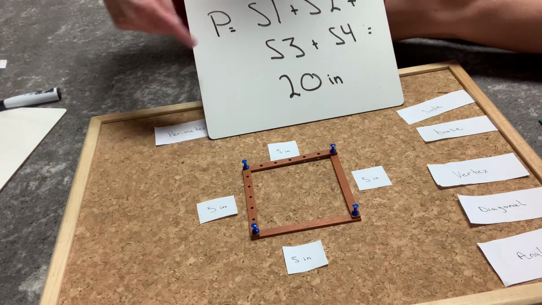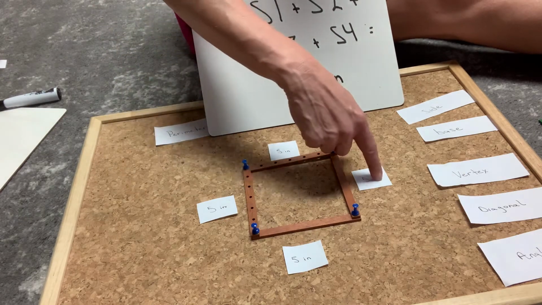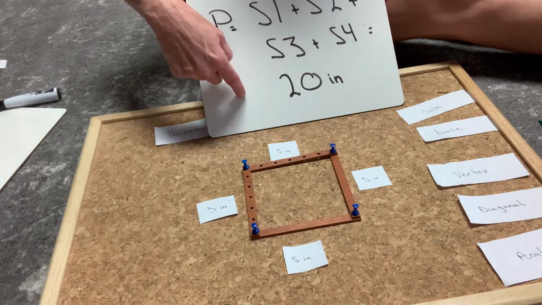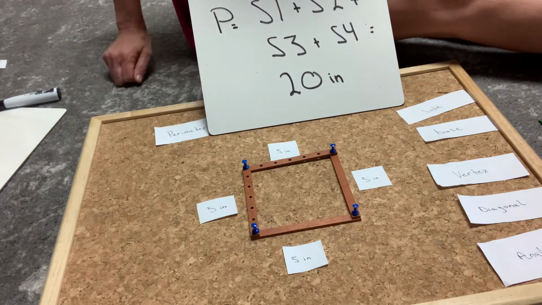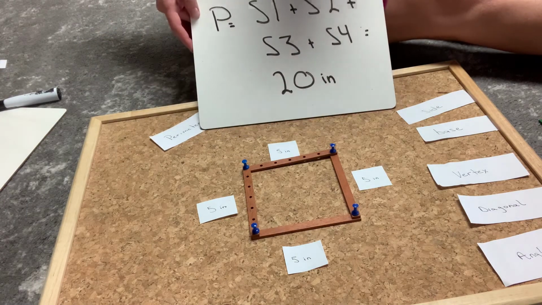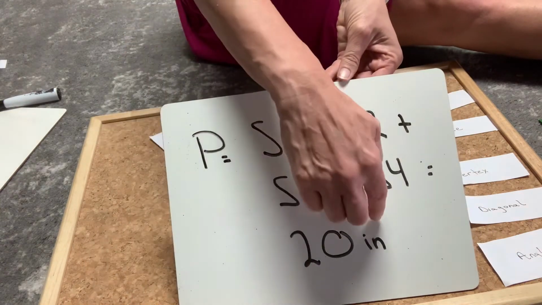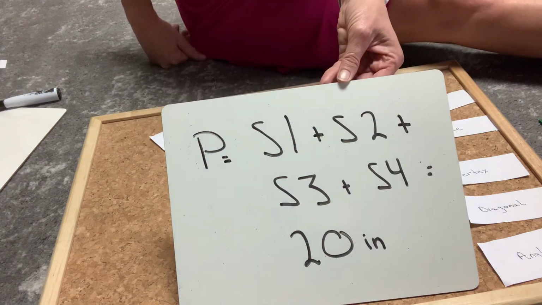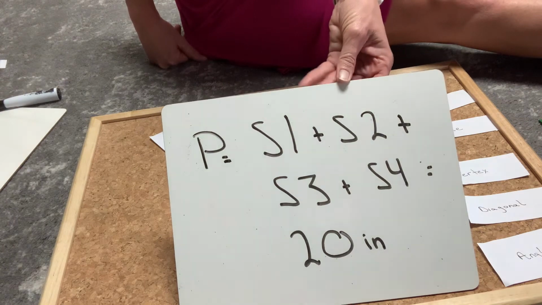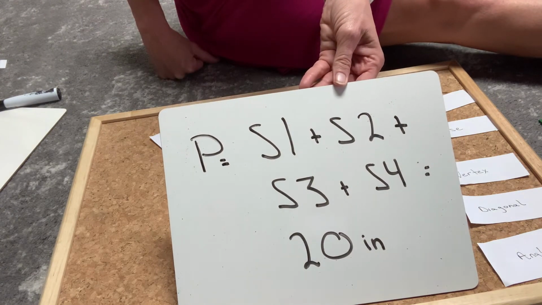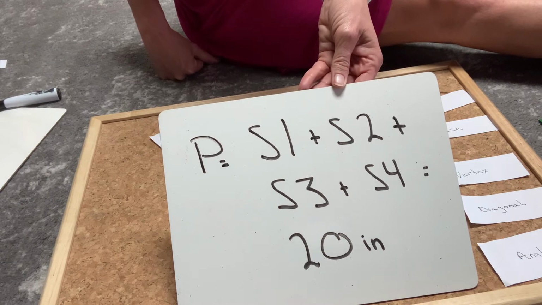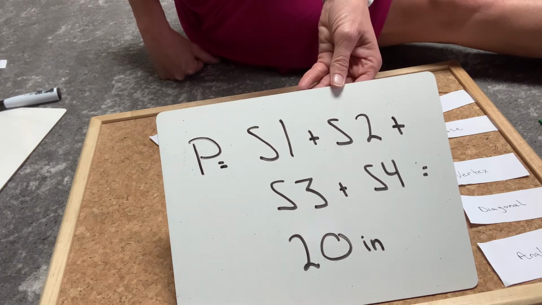Each of these would be 5 plus 5 plus 5 plus 5, and in this case I would get 20 inches. I have to make sure that I am including my unit of measurement here. I always have to include that with my answer or it's not going to be correct. It's not just 20, it's 20 inches, right?